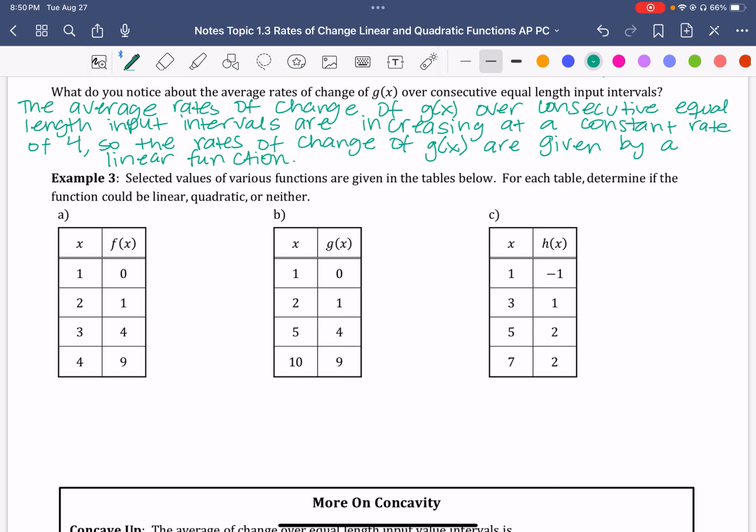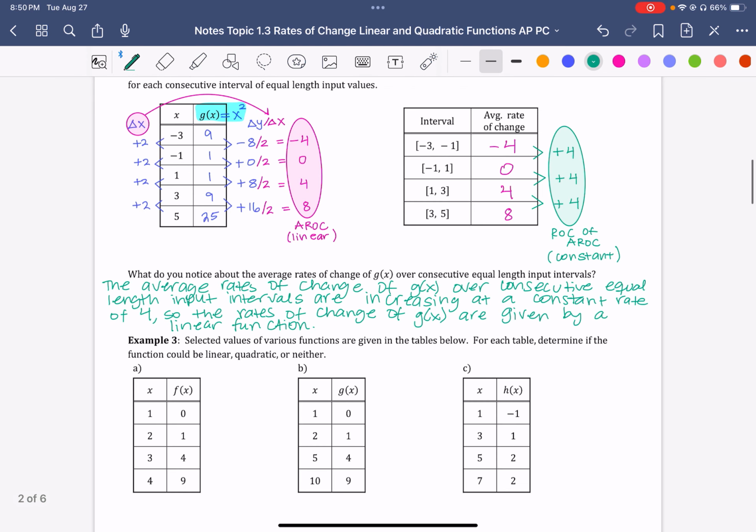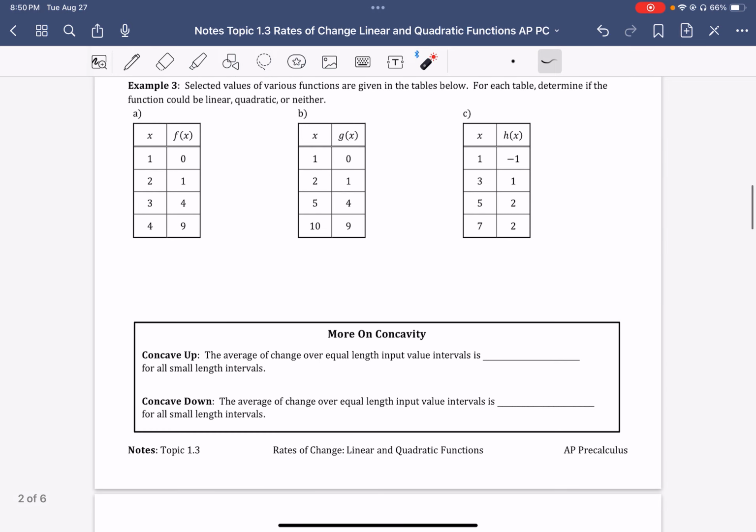Okay, so just to recap, the rates of change over here are increasing, so these numbers are going to get bigger and bigger and bigger because we're always adding 4. And because the average rate of change was not constant, that means the average rate of change is linear for every quadratic function. Let's move on to example 3.